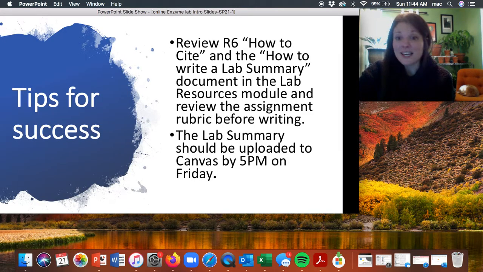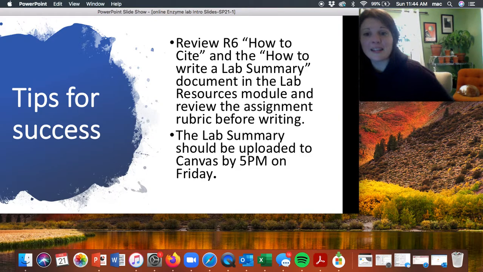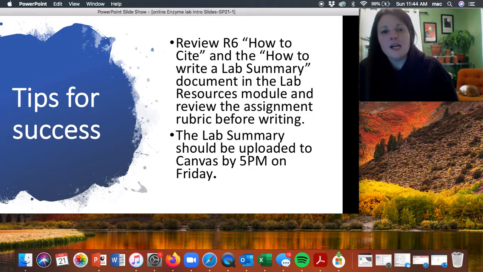This is our last slide. R6 is how to cite. R6 probably doesn't make a lot of sense to you, but class resources and lab manual, the R means resources. So there is a PDF called R6 how to cite and the how to write a lab summary document that are in Canvas there to help you. And that your summary is due at 5 p.m. on Friday, like all of the other ones.